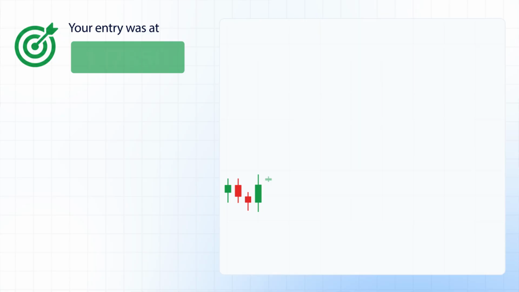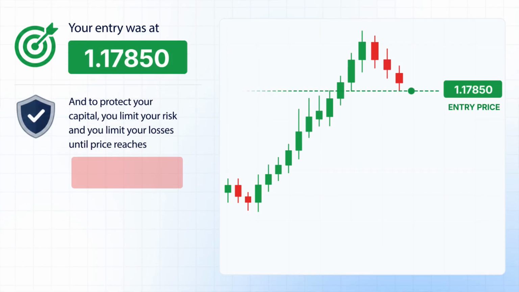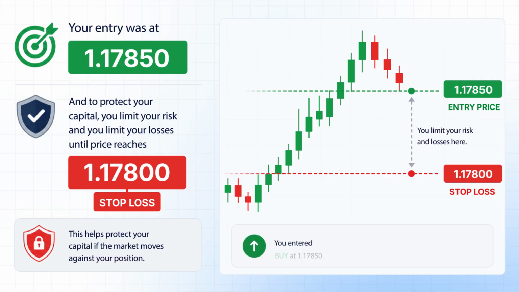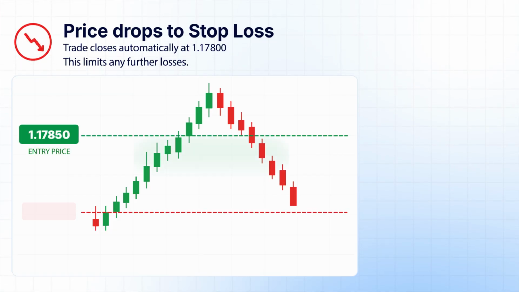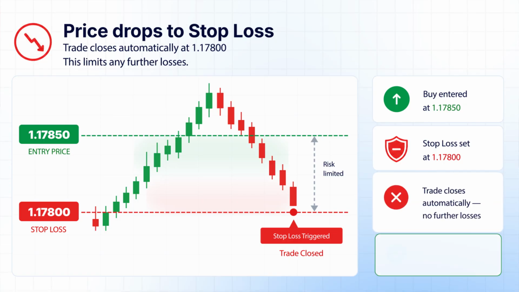Your entry was at 1.17850, and to protect your capital, you limit your risk and you limit your losses up until price reaches 1.17800. So if price were to actually drop up to that point, your trade would be automatically closed, which is unfortunate for this trade, but at least it stops you from any further losses.